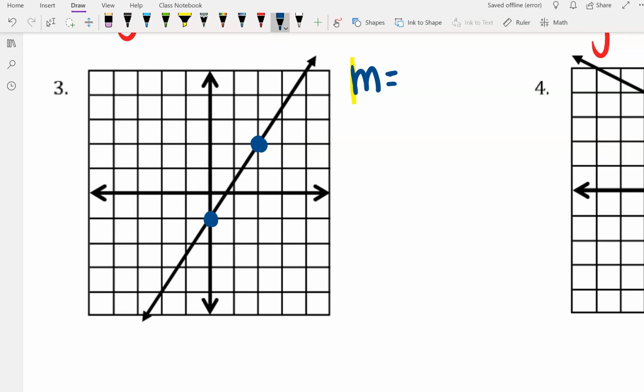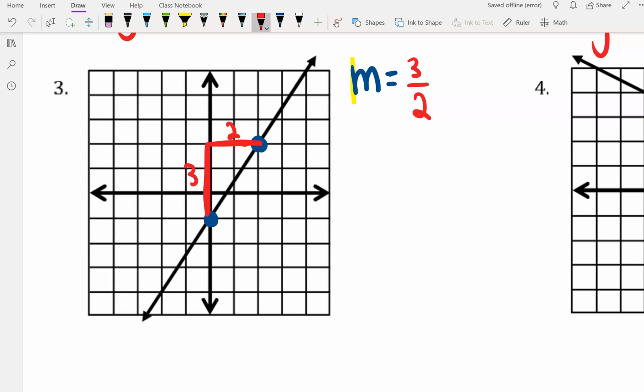I always go left to right. Remember, slope is rise over run. So I rose 1, 2, 3, and I ran 2. So my slope is up 3 over 2. Right? Because I went up 3 and over 2 to get from one point to the next.